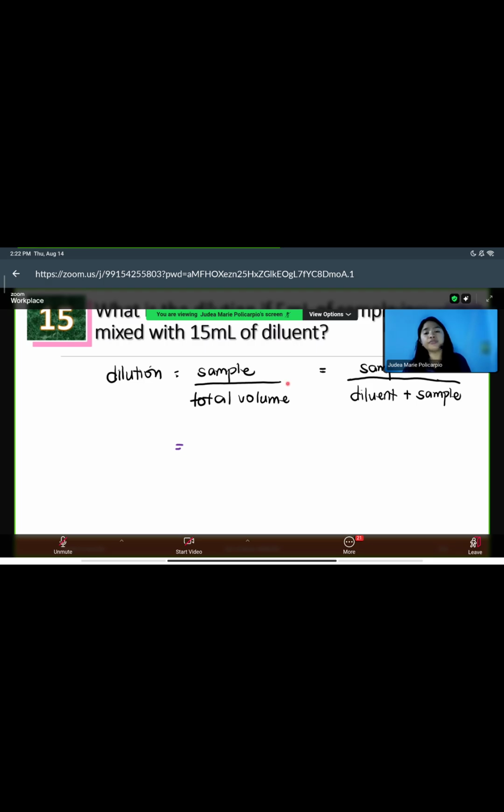Ilan daw yung volume ng sample natin? Ang sample volume natin ay 5. I-divide daw natin with the volume of the diluent. Ang diluent daw natin ay 15 ml. Buo na ba ang equation? Hindi pa. Don't forget to add again the volume of the sample. And ano ulit yung volume ng sample natin? 5 ml. Okay, so that gives us 5 over 15 plus 5, which would give us 20.